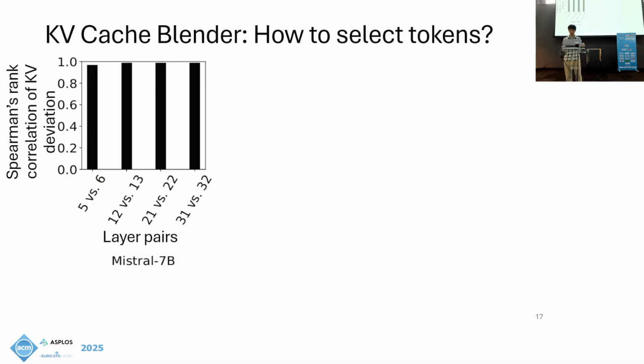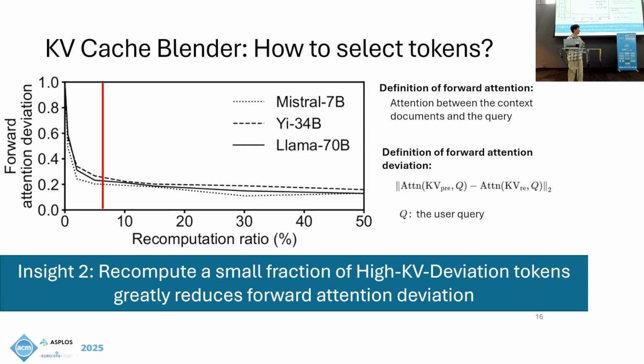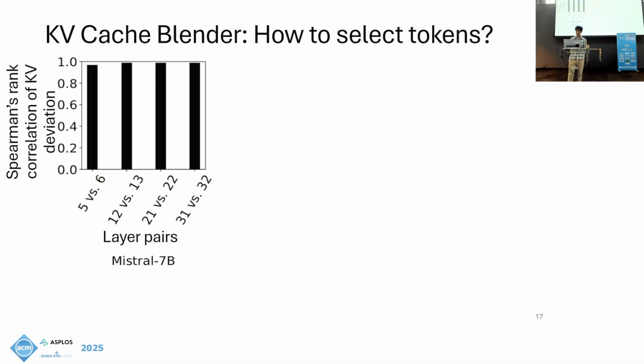However, this is not enough, because we do not know how to compute the KV deviation. In order to do that, we need to know the fully recomputed KV cache, which requires full recomputation. So this requires our third insight.